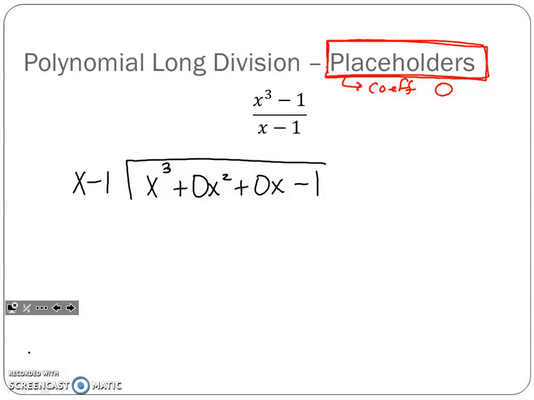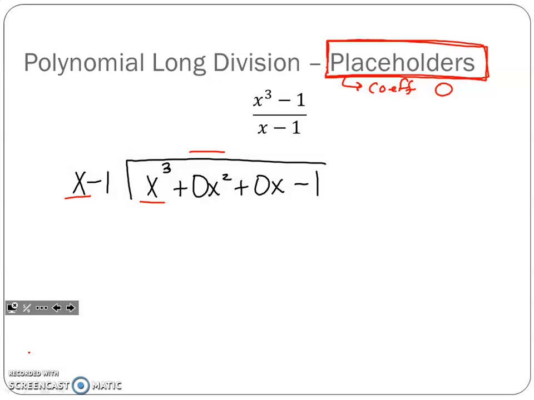The most common mistake with placeholders is that you'll have x minus 1, and then you'll put x cubed plus x squared plus x minus 1. That is incorrect, because that is a completely different problem. If you put x squared and x, you've given them a value of 1, but they don't have a value of 1. There's nothing up there. They have a value of 0. So make sure your placeholders have coefficients of 0. Now we're going to go through the same pattern. So what times x gives me x cubed?